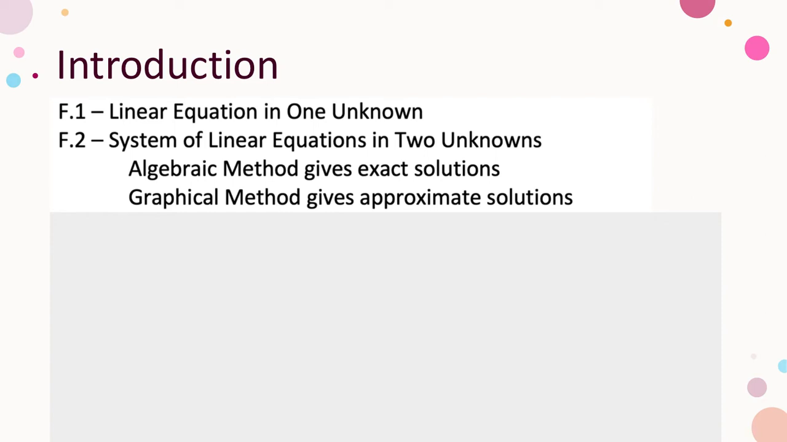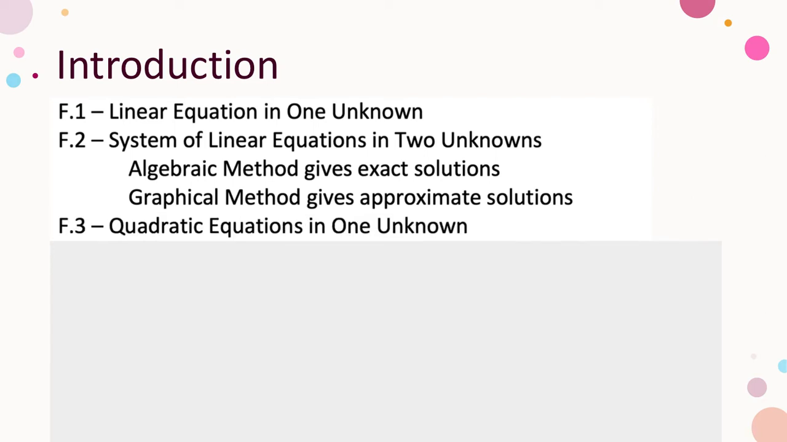In Form 3, the power of the equations increases to 2. We talk about quadratic equations in one unknown. We factorize the equations into a product of two linear factors, and thus the equations can be solved by the techniques learned in Form 1.